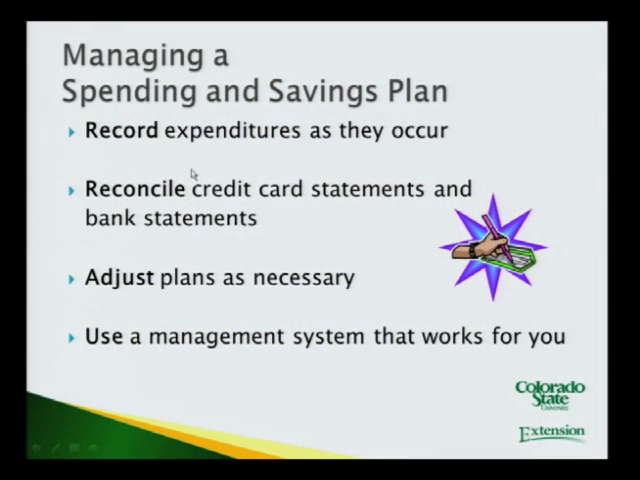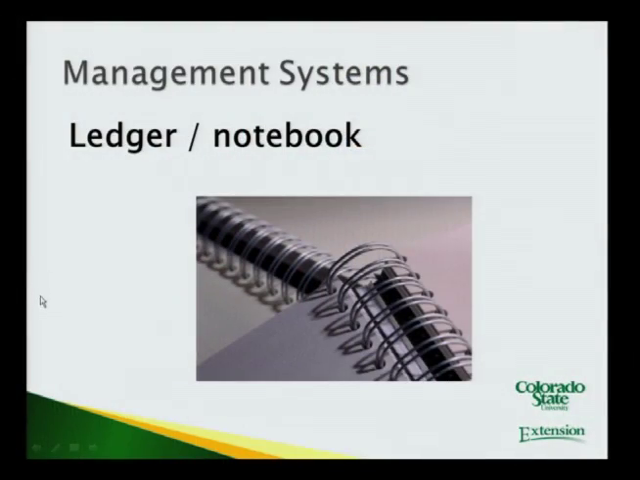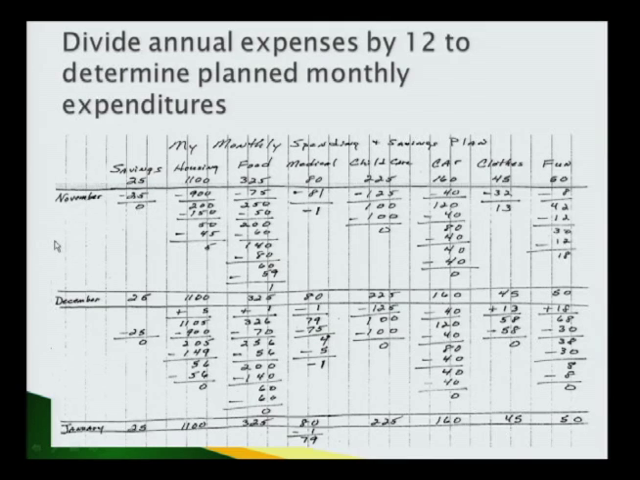There's no one way to manage a spending and savings plan. There are multiple ways, and several of them I would suggest here today include maybe using a ledger or a notebook. I mean, just simply writing things down. And here I have an example of what that might look like. And you can see that this family has figured out by tracking their expenses how much they need to spend on an average monthly basis by taking a look at what they spend in a year's time, dividing that by 12 so they know how much per month.